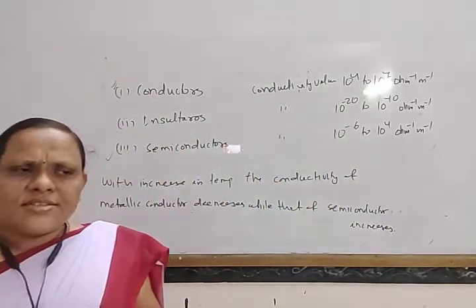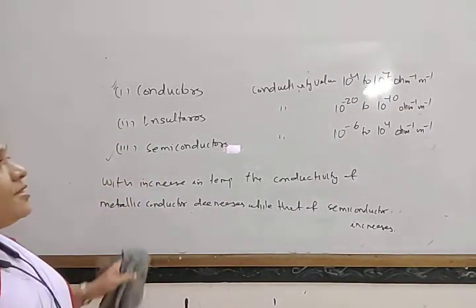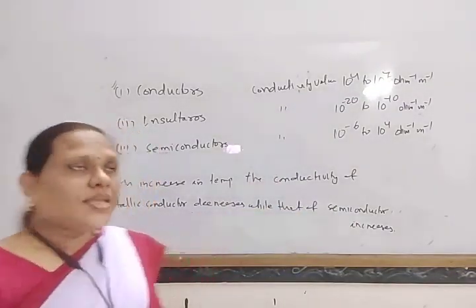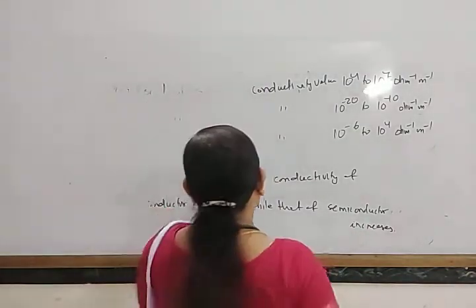Okay, so this is just the idea about conductance of material. It depends on the conductivity. Next, we come to another property, that is called magnetic property.